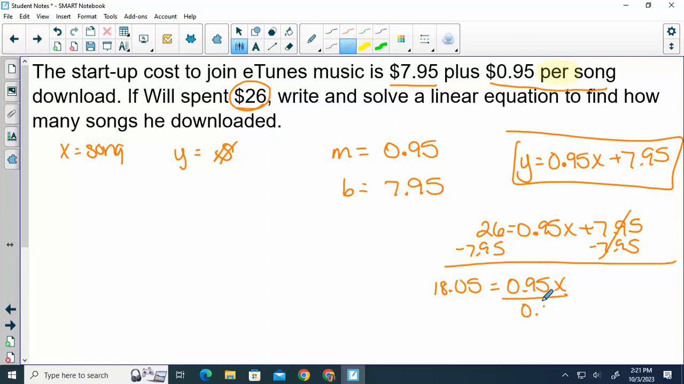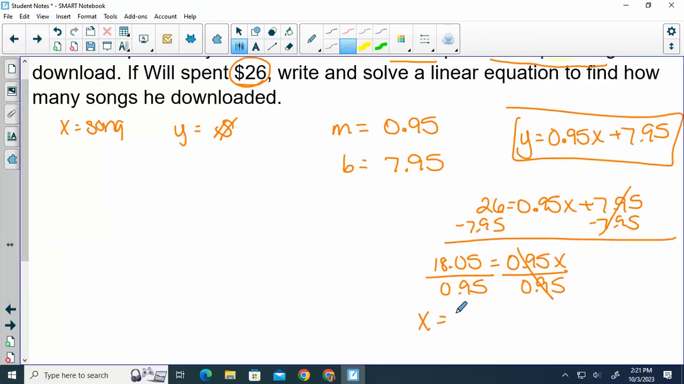Divide by 0.95. And we get 19. And what would be my label? Songs. X was the number of songs. And it asked us, how many songs did he download? So it was 19 songs.